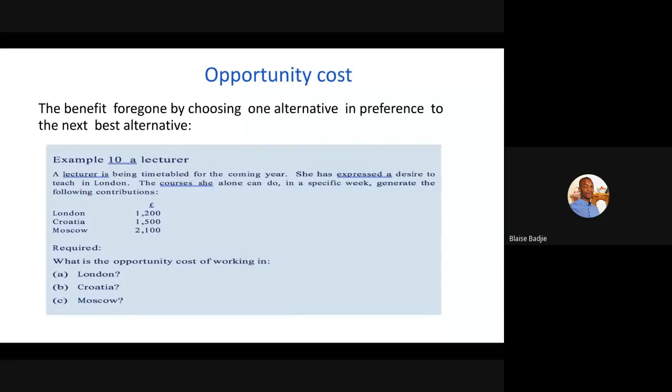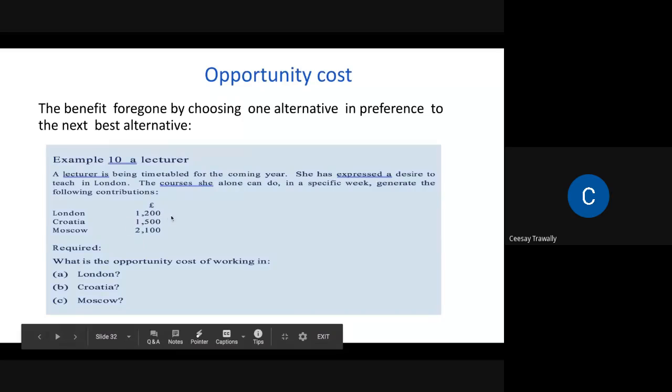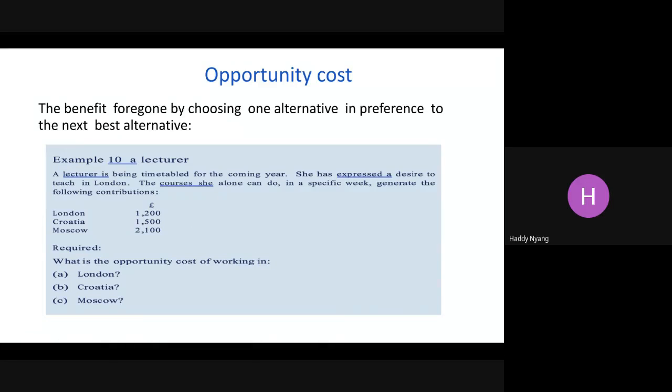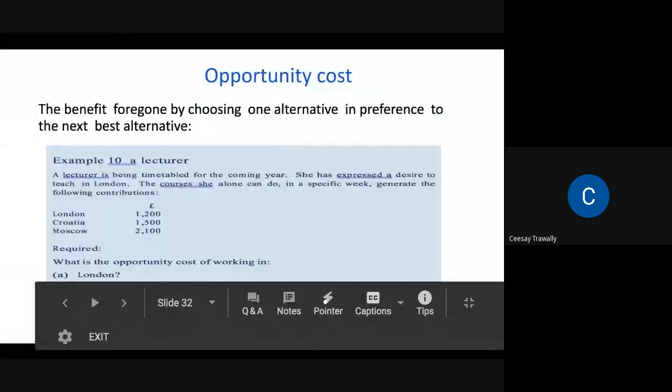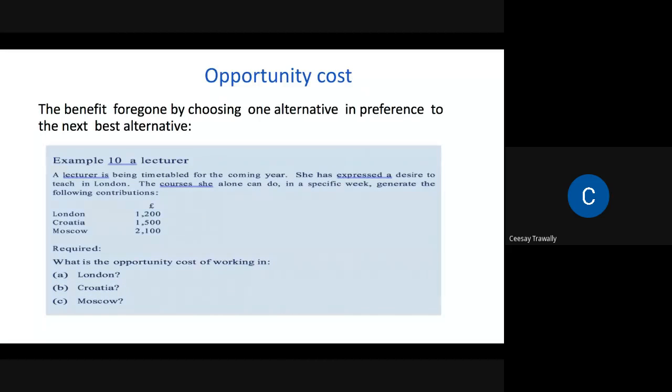So if she works, Mr. Fofana, yes, it will be Moscow. Yes, that's the answer. The opportunity cost of working in London is Moscow, exactly, because Moscow is the best.